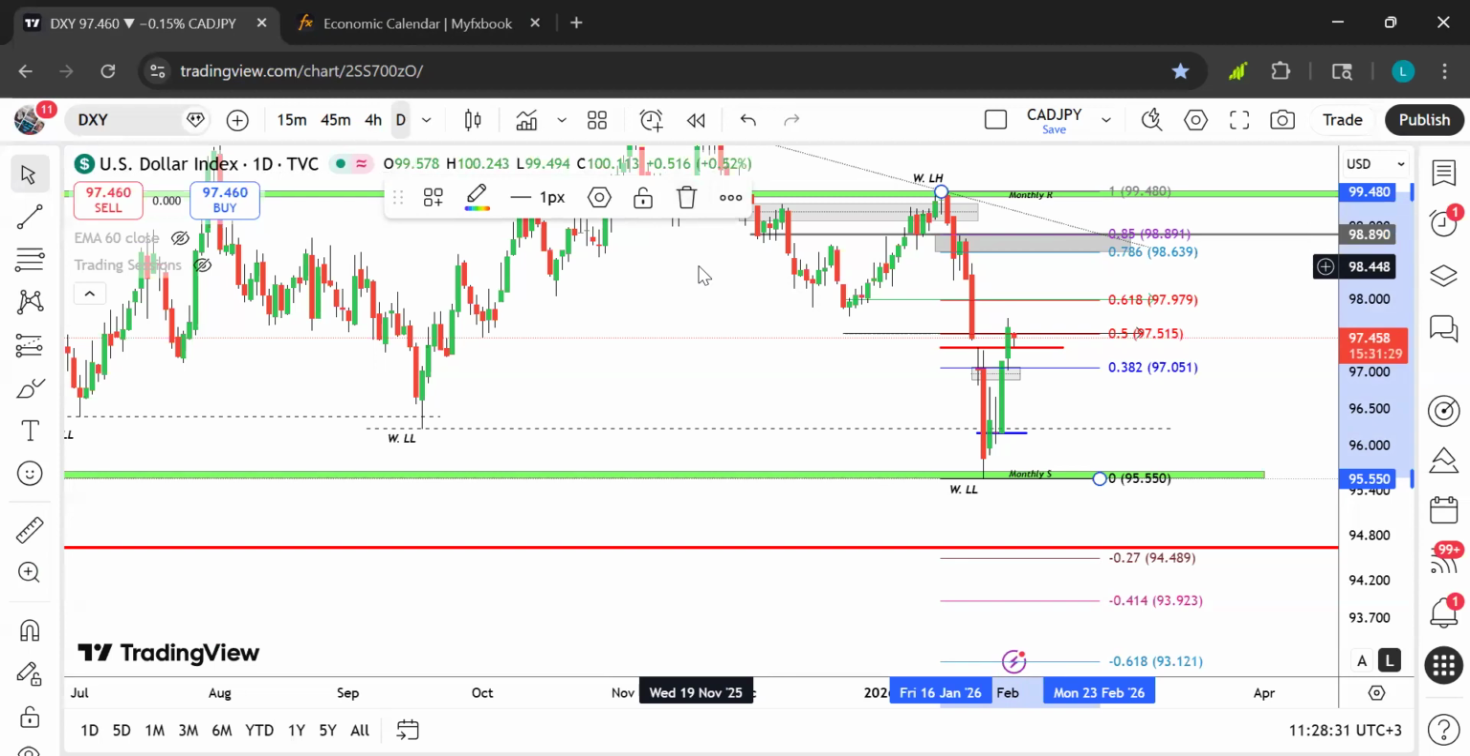But remember, we do have the NFP this week, and then next week we still have the CPI and the FOMC, the weeks that are coming up.